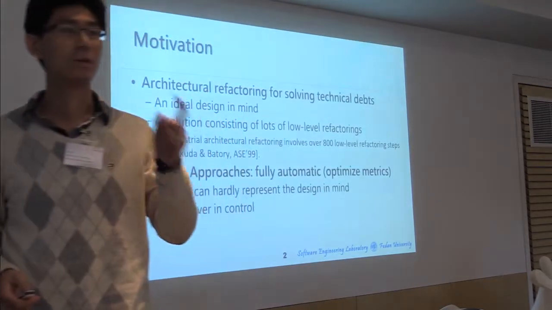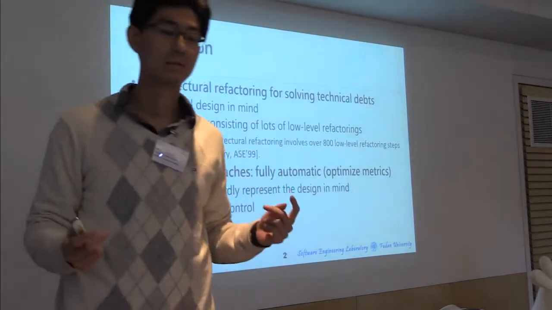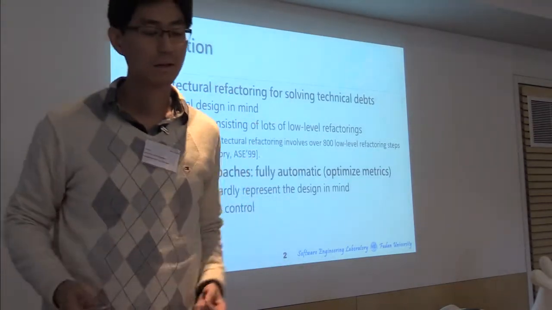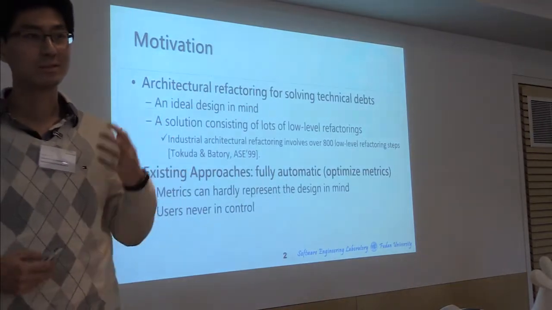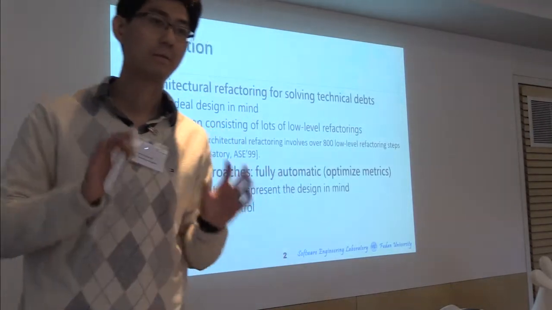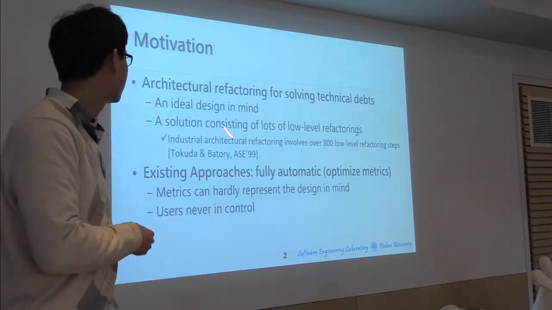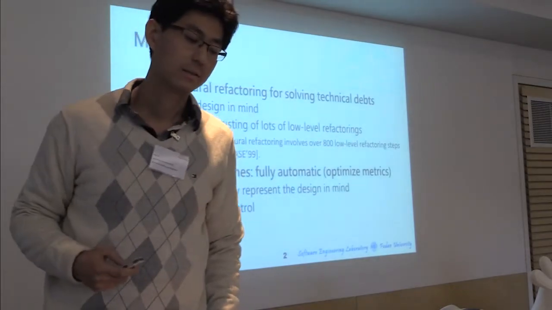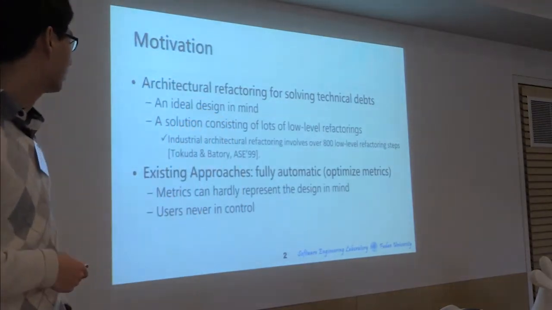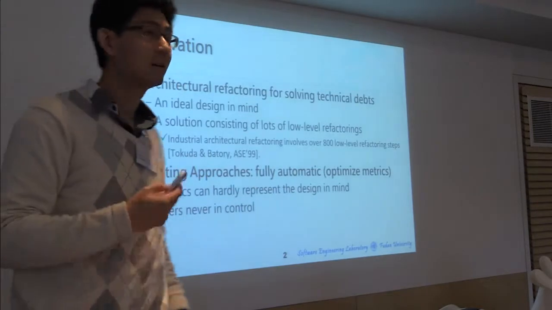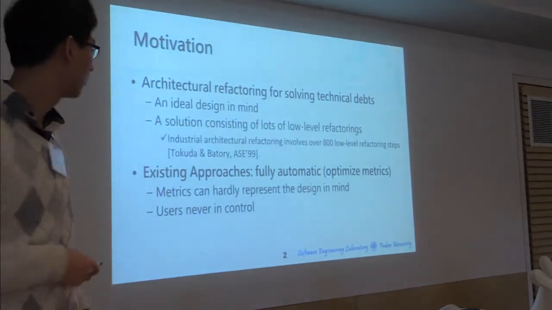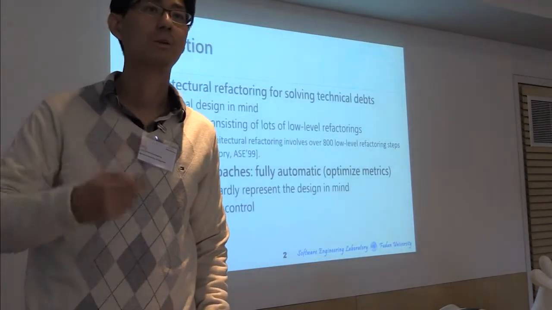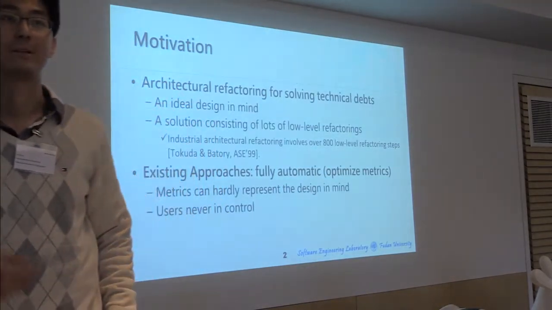However, if you want to do an architectural refactoring, we have to do two things. The first thing is that we need an ideal design in our mind. That is a target. And the second, we need a solution consisting of a sequence of refactoring steps towards the target. An industry study conducted by Tokuda and Battery shows that their architectural refactorings consisted of over 800 low-level refactoring steps, which means that doing an architectural refactoring manually is very challenging.